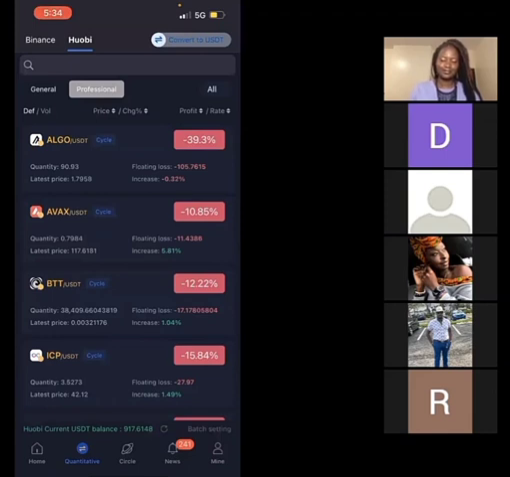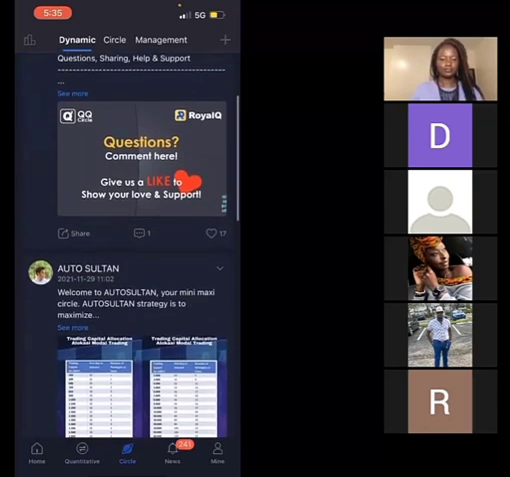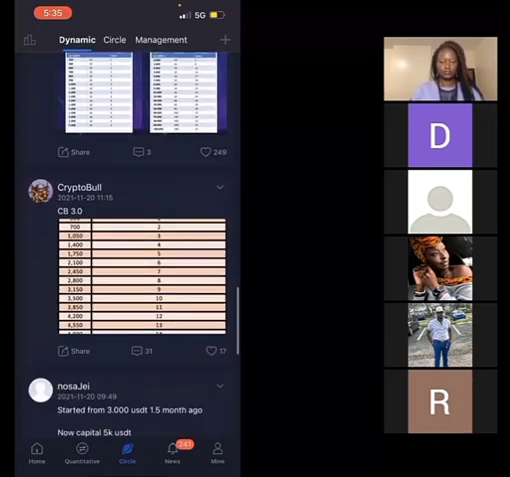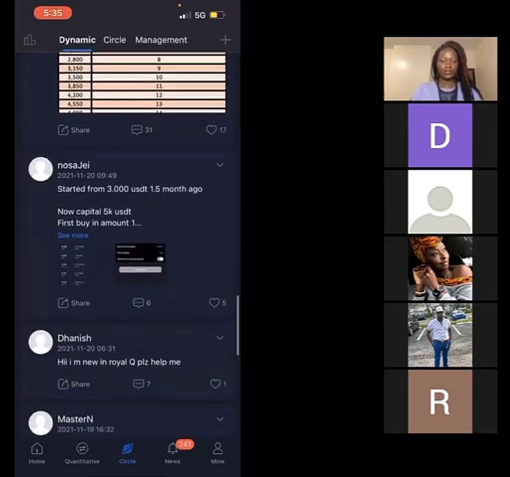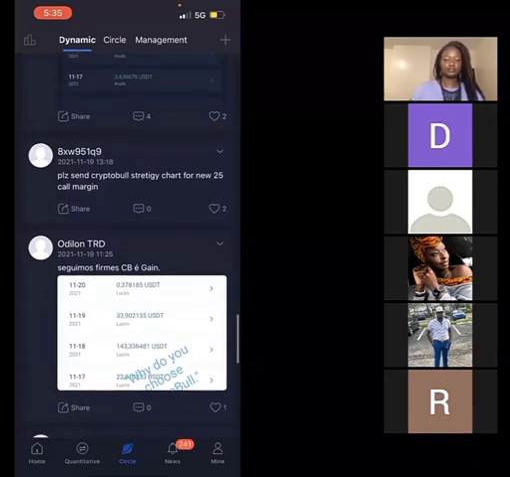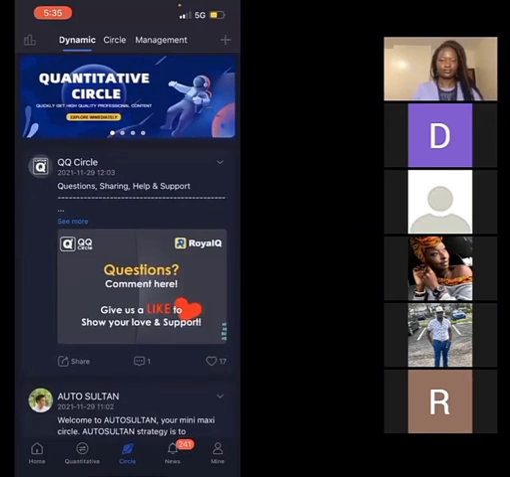Now let's click on the third icon on the bottom of my screen, the one with a globe with a ring around it, called circle. Okay, I'm clicking on circle. This is where all the professional traders are set up. They all go by their own names, like QQ Circle, Auto Sultan, Crypto Bull. We got a bunch of people. These are the ones killing the game. They've put in some really dope copy trades, or they've given their robots the best instructions, and they're turning out a crazy profit.